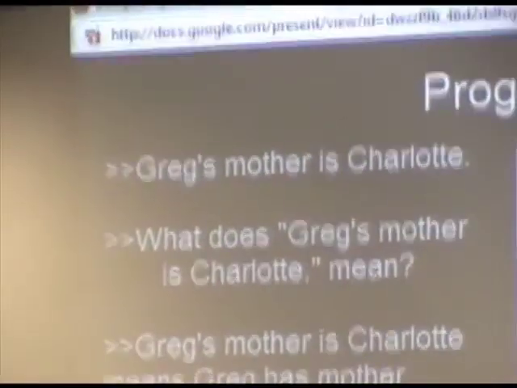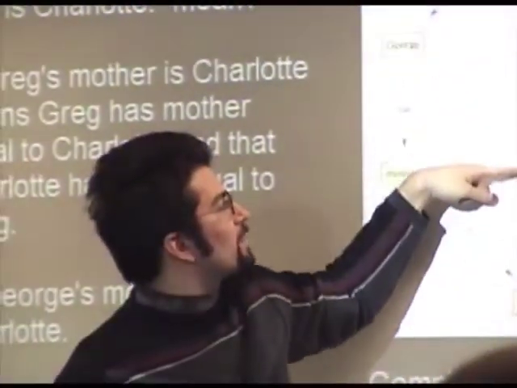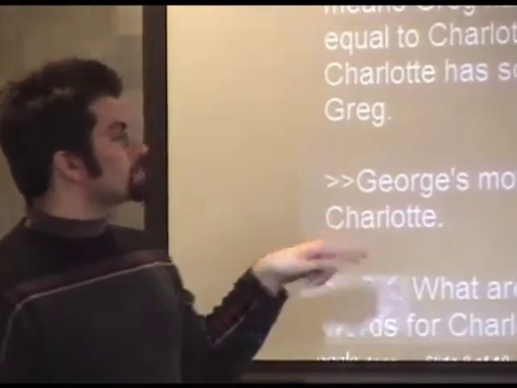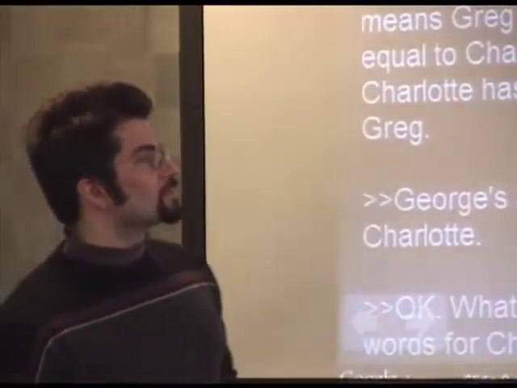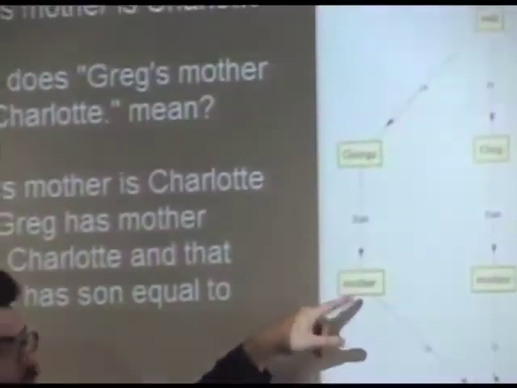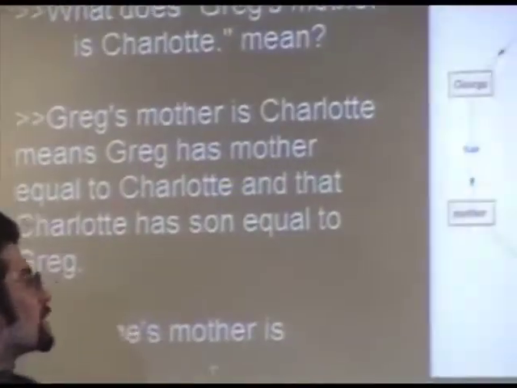And then what it will do is it'll construct this type of graph relationship. So Charlotte has son, which is Greg, and Greg has mother, which is Charlotte. Okay. And then I say George's mother is Charlotte. So she has another son named George, and there's a separate instance of mother here because this is George's mother and this is Greg's mother. But they have basically the same relationships. And it will say, okay, what are some other words for Charlotte? So there it's asking for some reference that will point to Charlotte.